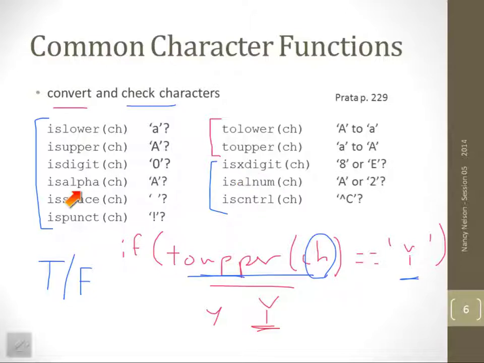isAlpha is checking for any letter in the alphabet, so A through Z, either uppercase or lowercase. isSpace is looking specifically for the character space that you'd press with your space bar on the keyboard. isPunct is looking for a comma, an exclamation mark, a question mark, a period, any of the common punctuation marks. isAlnum looks at anything that is 0 through 9 or A through Z. And isCntrl is looking for our typical control characters, so control C is one we use a lot.